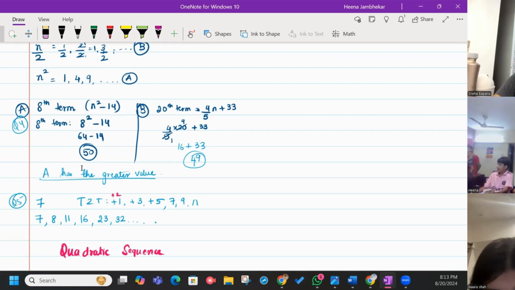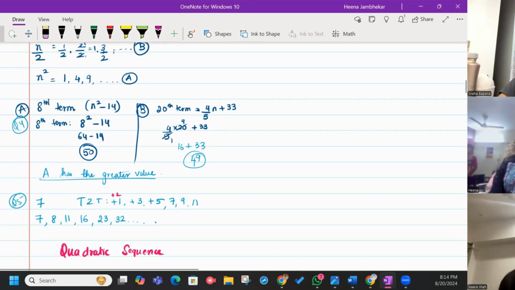This is question number 4. How will you do 4 upon 5? What is n? N is 20. So 4 upon 5 into 20 plus 33. 5 ones are 5, 4 fours are 16. 16 plus 33, 49.